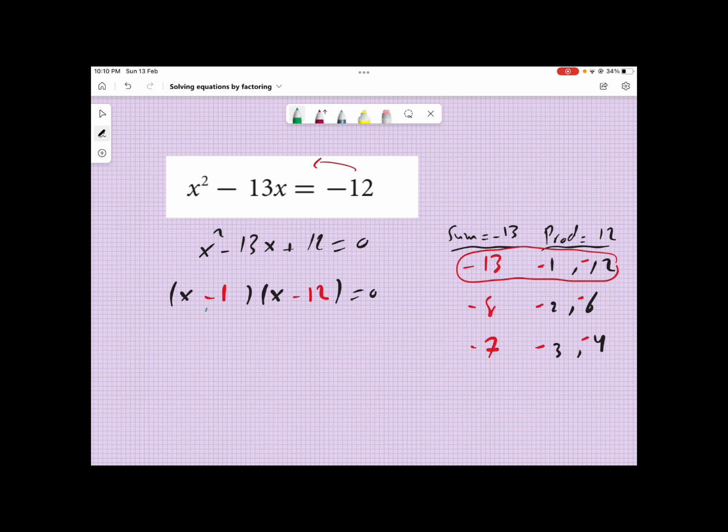According to the zero product property again, either the first bracket equal to 0 or the second one equals to 0. x equals 1, x equal 12.